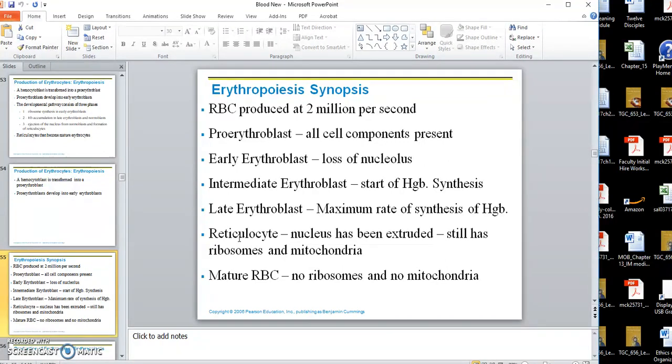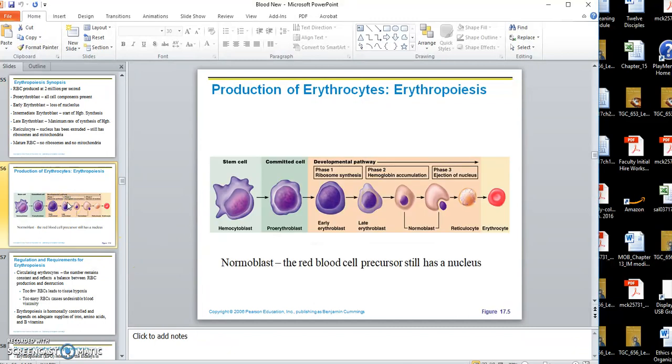Remember, for red blood cells, there's about 4.8 to 5.2 million per microliter. So some of those are reticulocytes. Generally about 0.5 to, let's say, 2% may be reticulocytes in the circulation. Here again is a picture of this.